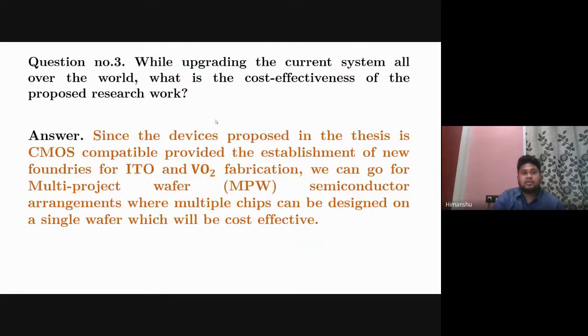Now coming to the third question: while upgrading the current system all over the world, what is the cost effectiveness of the proposed research work? Since the devices proposed in the thesis are CMOS compatible, provided the establishment of new foundries for indium tin oxide and vanadium dioxide fabrication, we can go for multi-project wafer semiconductor arrangement, where a multiple number of chips can be designed in a single wafer, which will be very cost effective.